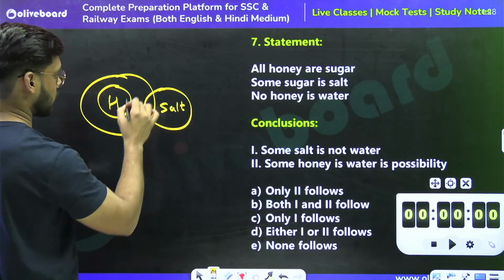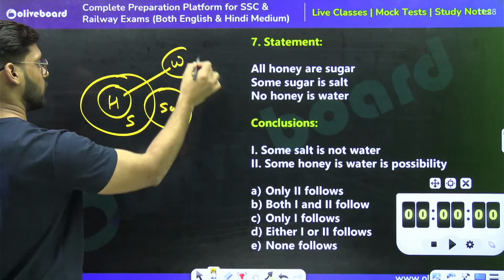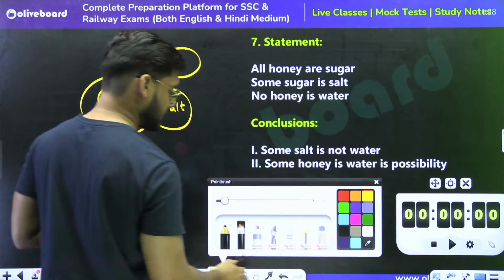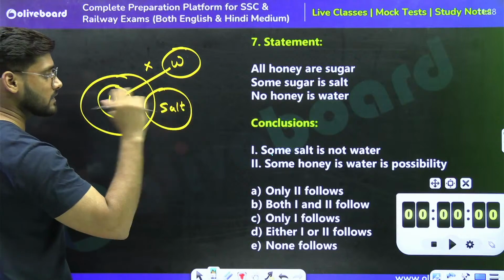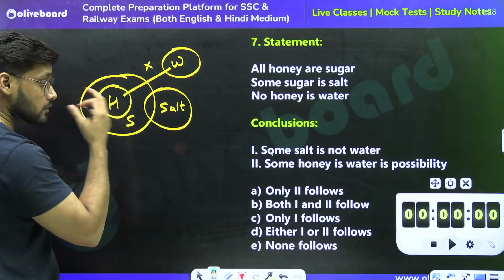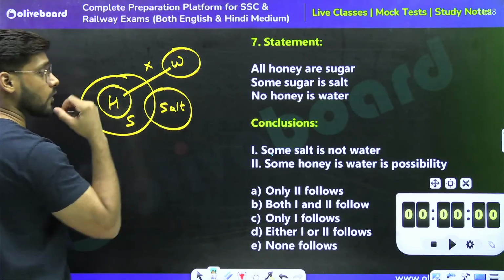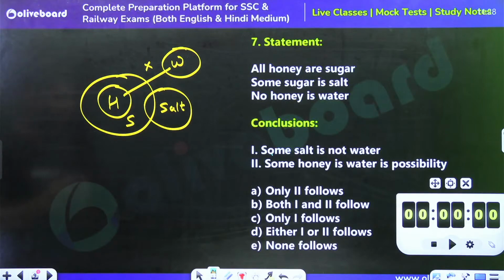No honey is water, and honey does not have any relation with water. Let's see the conclusions. Some salt is not water. There are some salt which do not have any relation with water. So we cannot see any relation between water and salt.